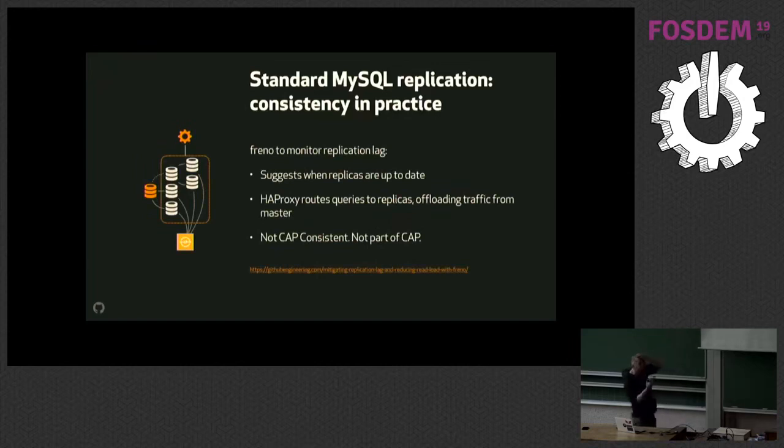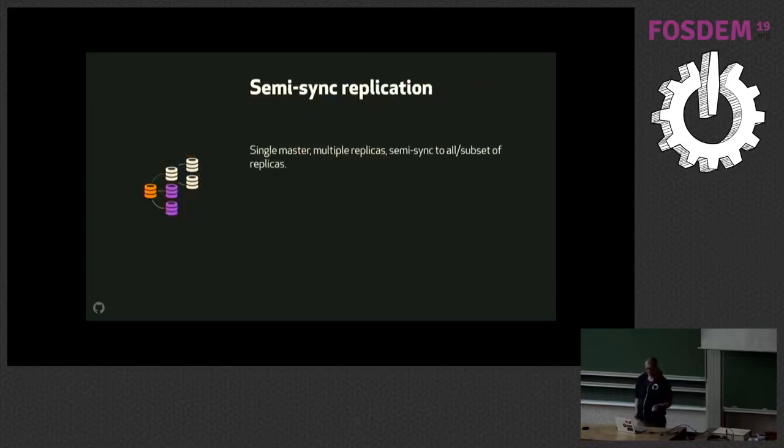At GitHub, we use Freno to heuristically suggest that all replicas are up to date, and we can offload queries from the master. This is not CAP consistent, but we can achieve better consistency with less impact on the master. Let's move on to semi-sync.